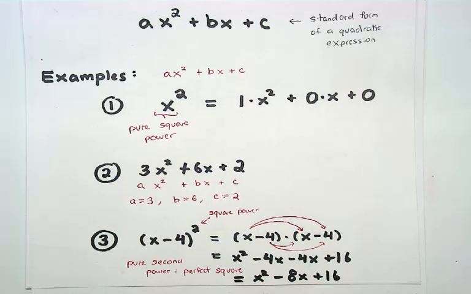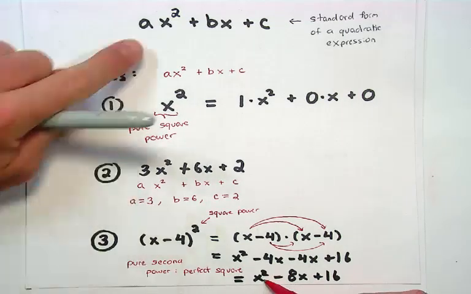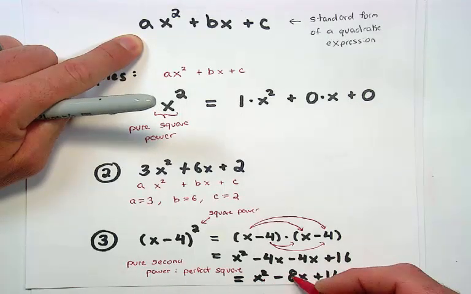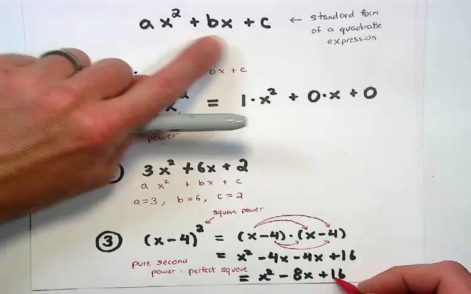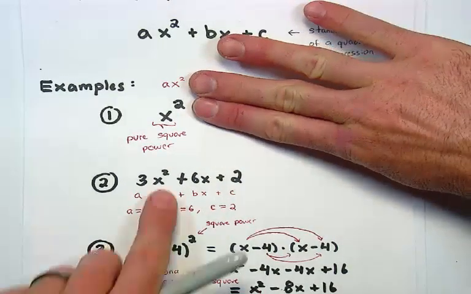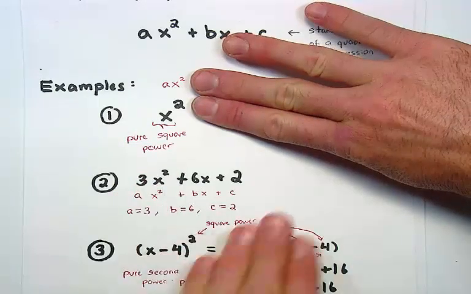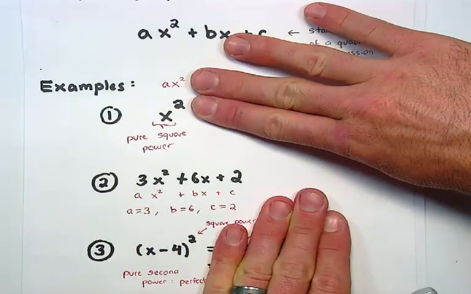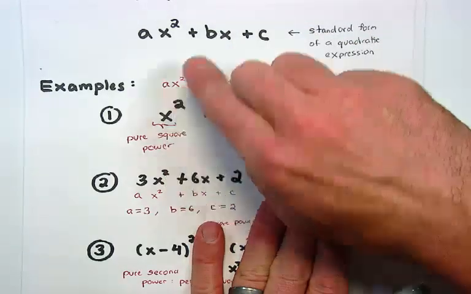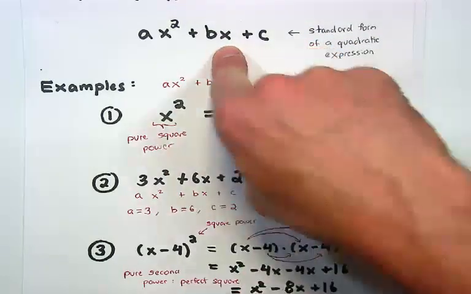Whoa, lo and behold, this thing is indeed in our standard form. Here the a would be 1, the b is going to be -8, the c is going to be 16. Each of these 1, 2, 3 are quadratic expressions because the square shows up, and they can all be massaged and manipulated to be in this form.